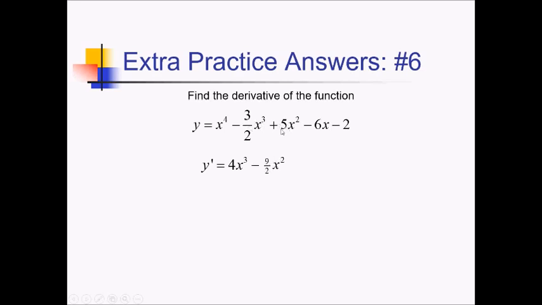After that, we have 10x to the first, minus, this is going to be 6, because it's the line rule, the constant times the x rule. And then finally, derivative of negative 2 is 0, so we don't write it.